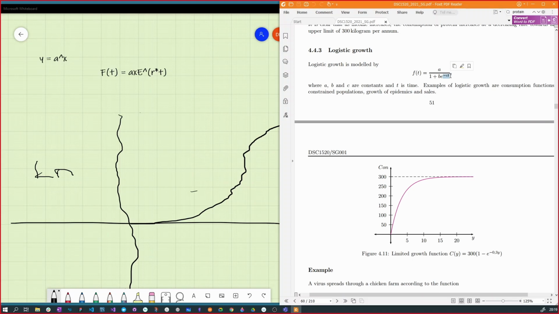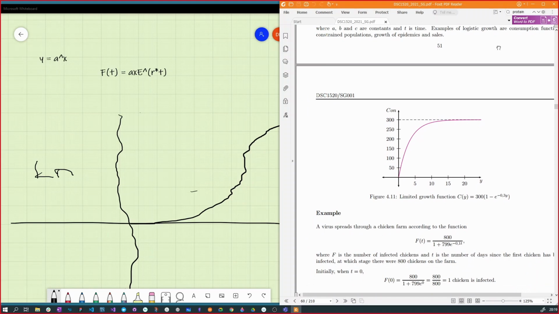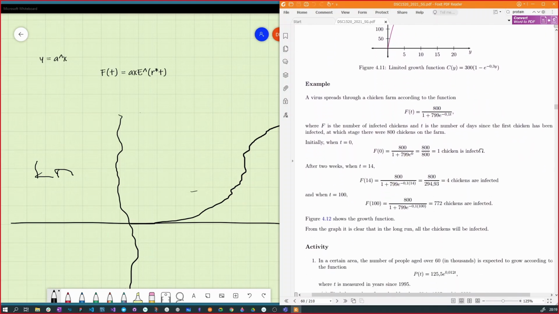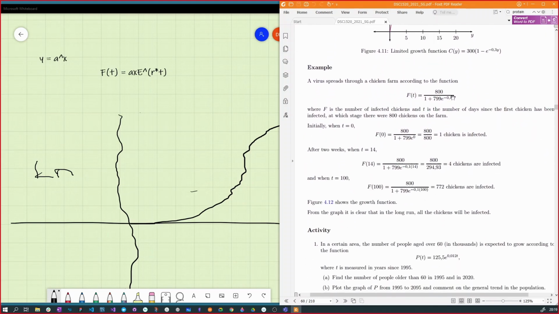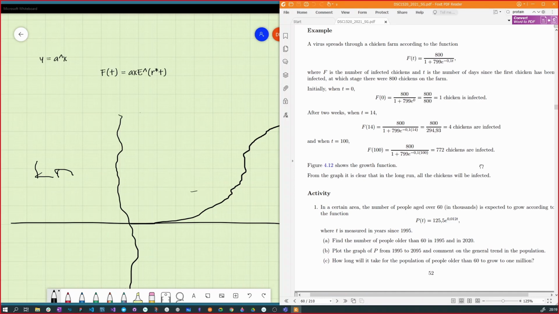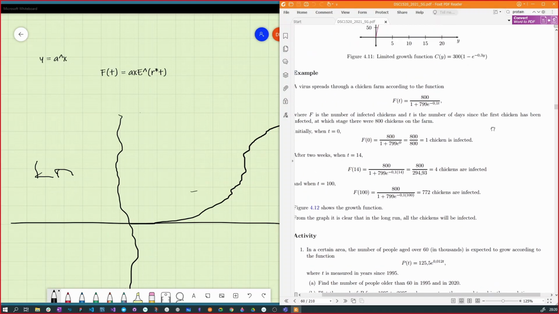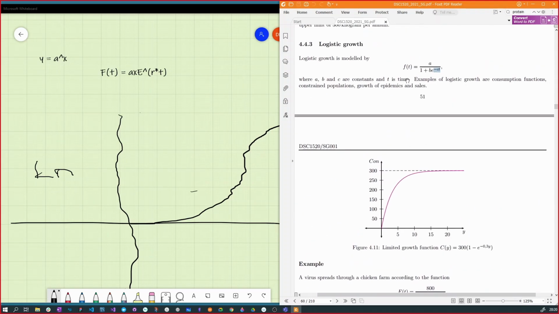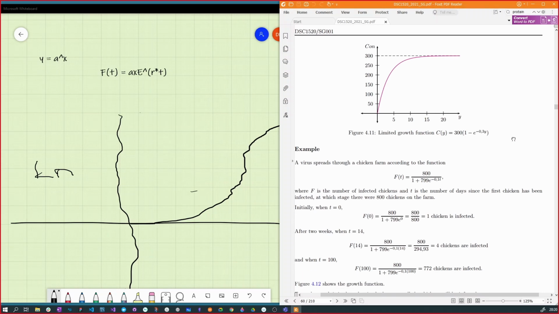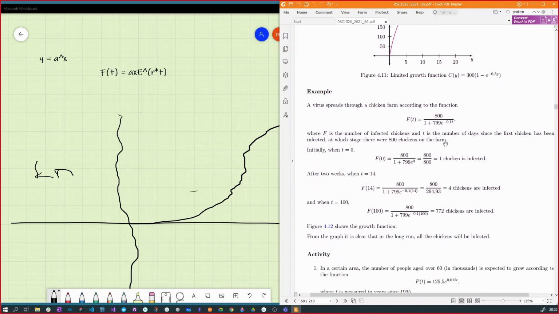There's some sort of capacity that we are tending towards. And then they model the spreading of a virus. I mean, this reminds you of all these models that came out when the virus outbreak first happened, right? Yeah. So in the example here that they give, they say a virus spreads through a chicken farm according to the following function. Obviously, this is the general function that models logistic growth.